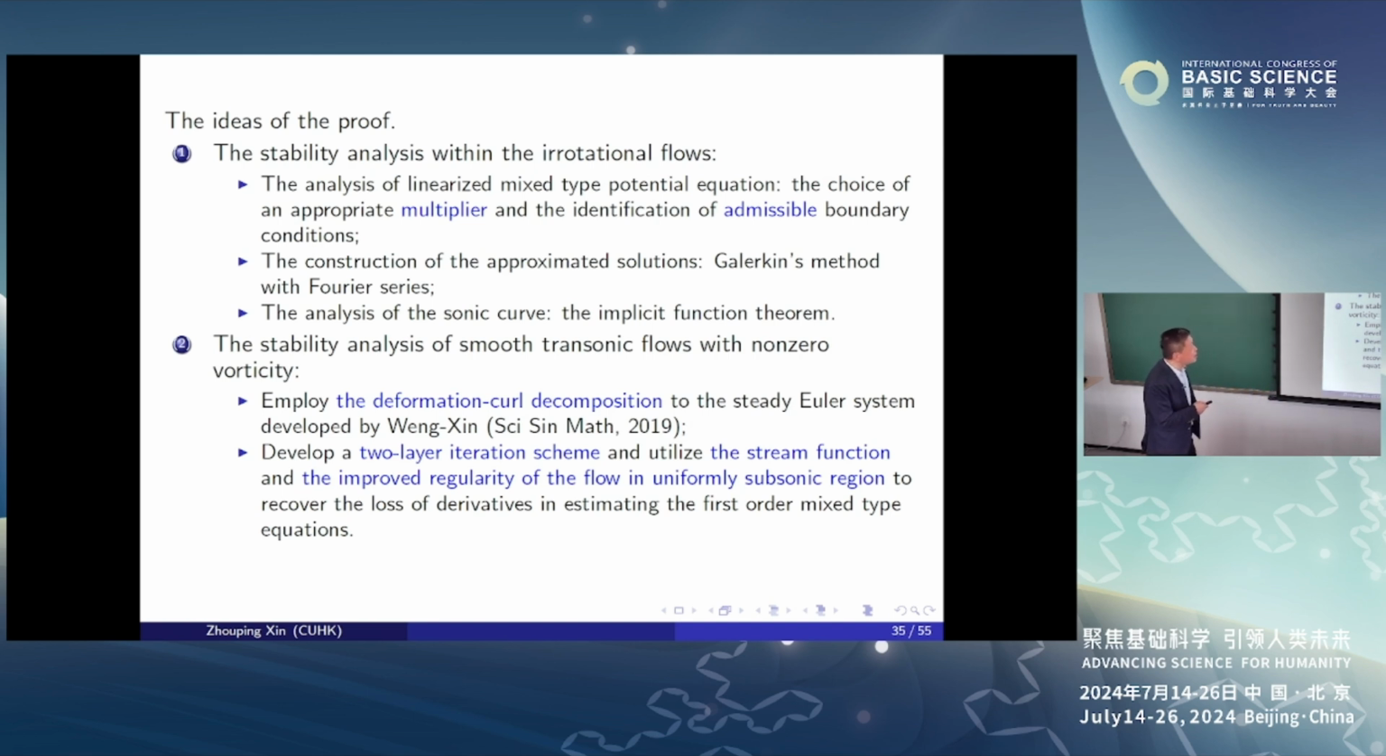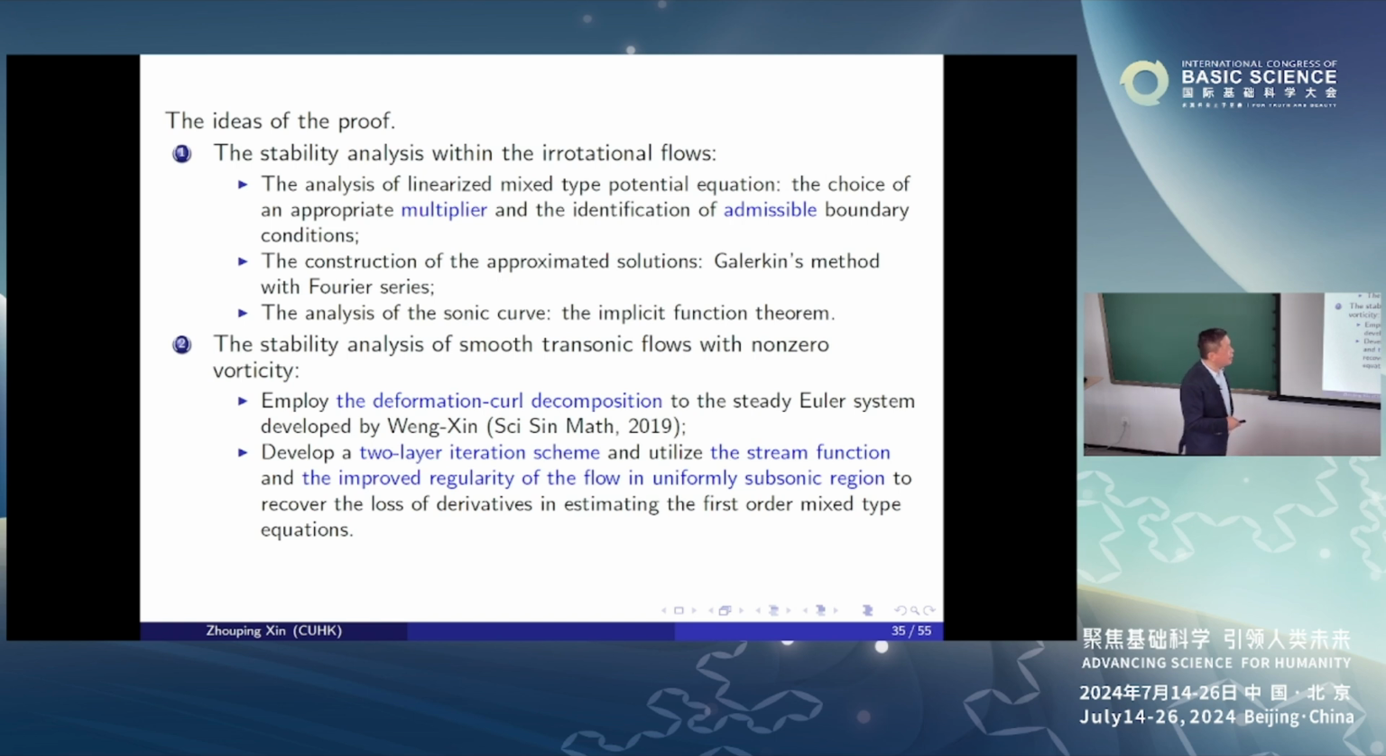The case with non-zero vorticity is much more difficult. In that case, we cannot use the standard subsonic-sonic decomposition as we did before. What we do is we use a new formulation called the curve deformation, which was developed by Shangkun Weng. We did this for the subsonic flow case, but then we found that this deformation is very good, giving you the optimal regularity. And for this, we developed a two-layer iteration to avoid the losing of the derivatives in the transonic region.